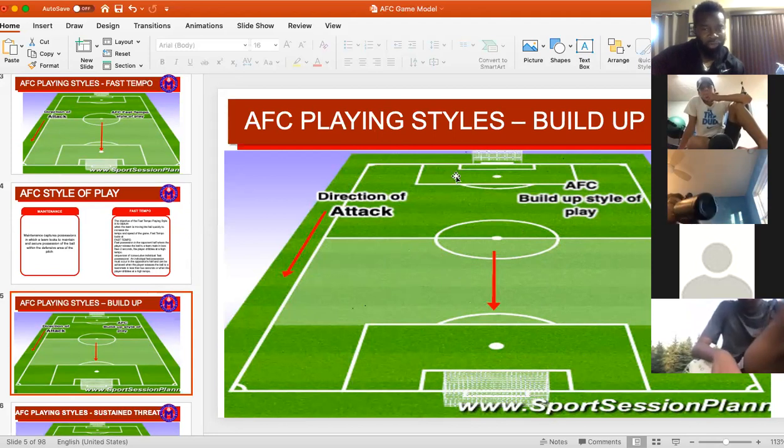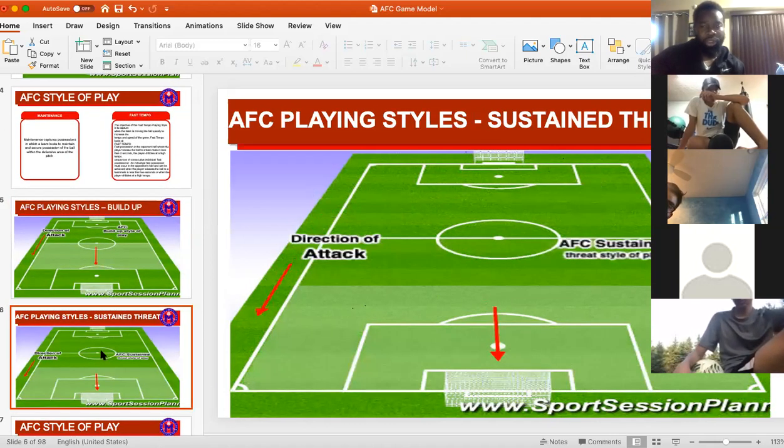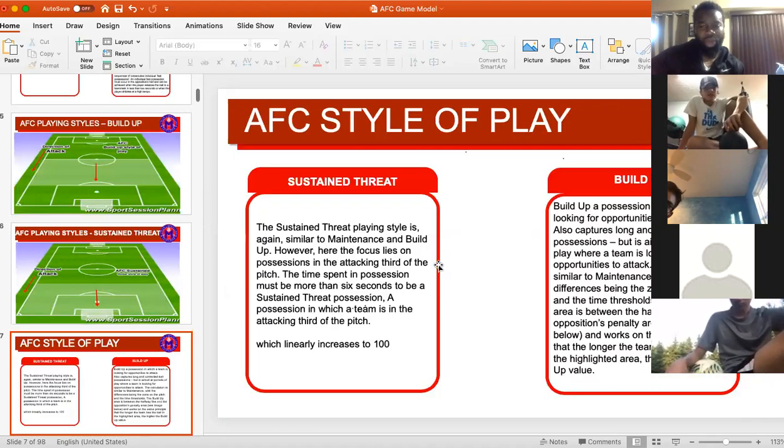We're not building a play up from our own half, but in 2/3 of the pitch in this area. We're going to build up the play from here. Then once we have the opportunity to attack, we play it to these guys and these guys attack. The area is an area of circulation.